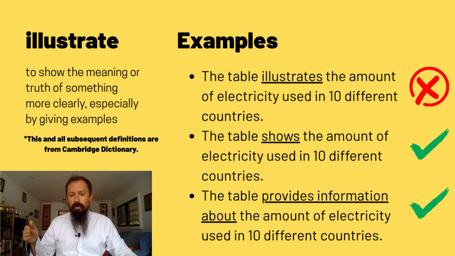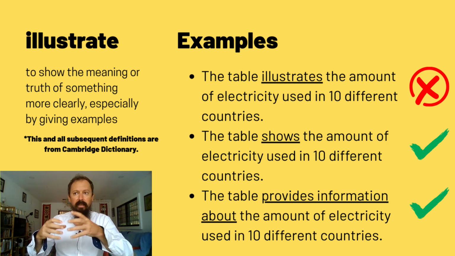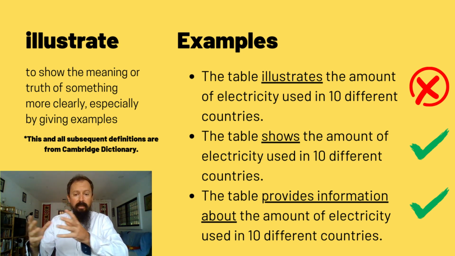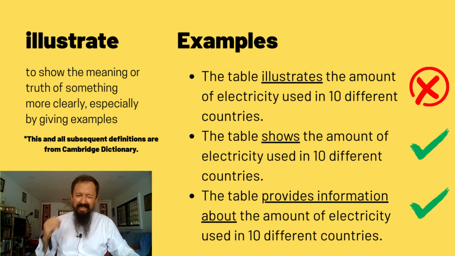Now, if you had a bar chart, maybe you could say the bar chart illustrates the amount of electricity used because it's kind of taking numeric data and turning it into an illustration. So it's making it sort of visual, but still not really within the exact parameters of this definition. So instead, when you're beginning your task 1 description, just say the table shows or the table provides information about this thing.